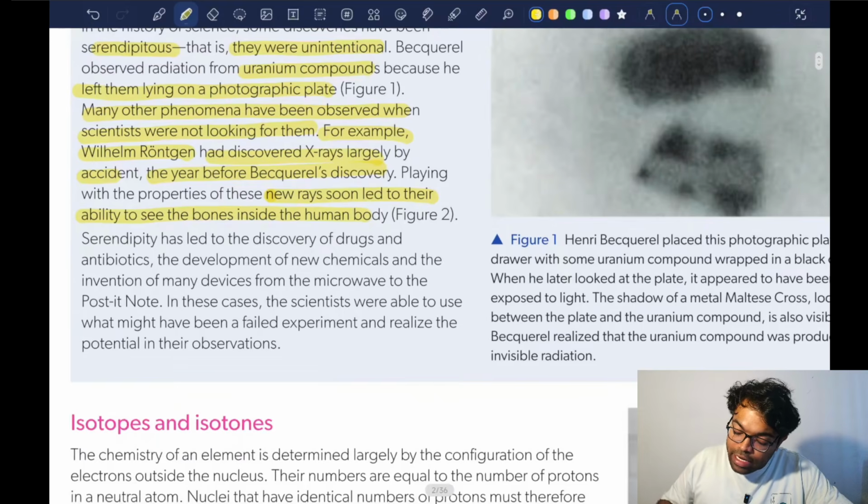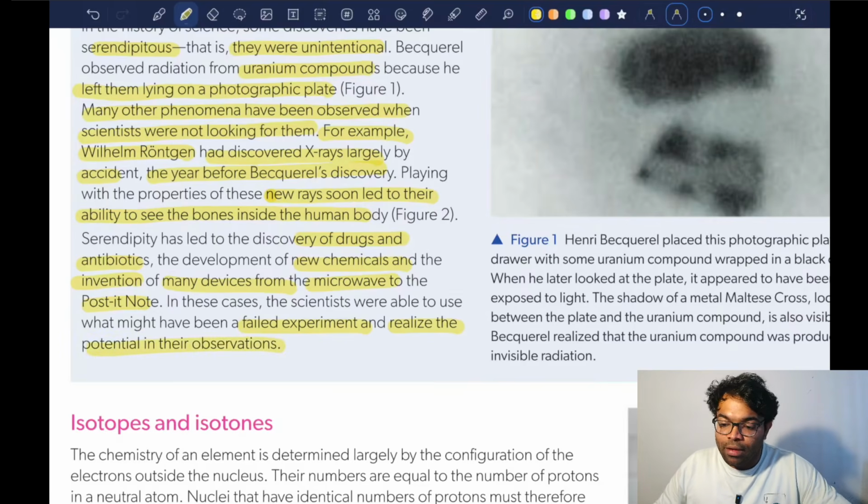Serendipity has led to the discovery of drugs and antibiotics, the development of new chemicals, and the invention of many devices from microwaves to the post-it note. In these cases, the scientists were able to use what might have been a failed experiment and realize the potential in their observation. So that's what you have to do with life also. There's a saying: if life gives you lemons, instead of throwing them away, you make lemonade.